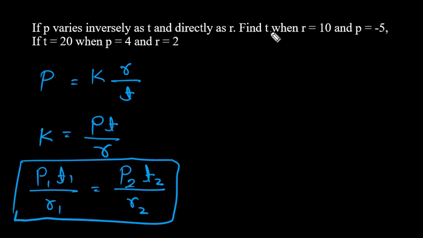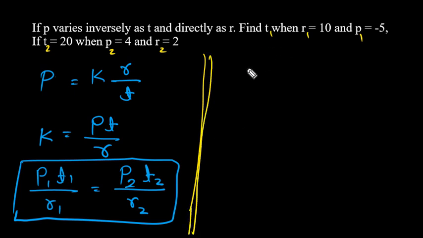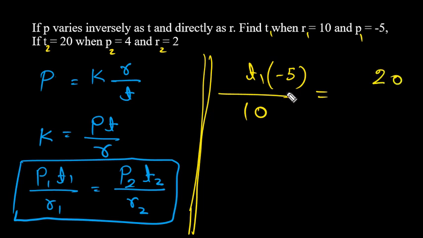Find t. So let's say t1, r1, p1 and now t2, p2 and r2. If you want, you can write t2, r2, p2 and t1, p1, r1. That will not change your answer. That will keep it the same. Now t1 I don't know, so I will rewrite t1 as the same. R1 is 10, so divide with 10. P1 is negative 5, so multiply with negative 5, equal. Now t2 is 20, p2 is 4, so multiply with 4 and divide with 2.